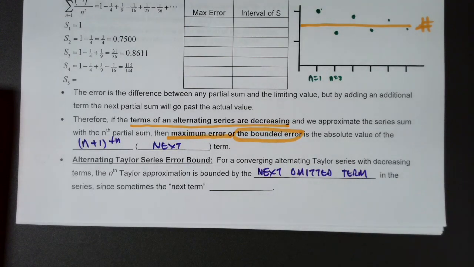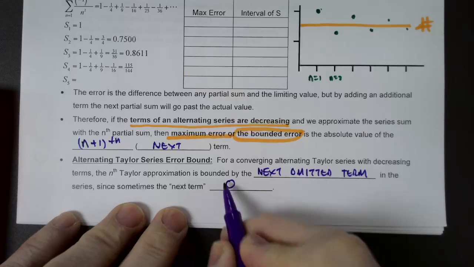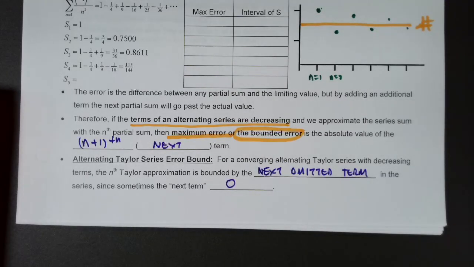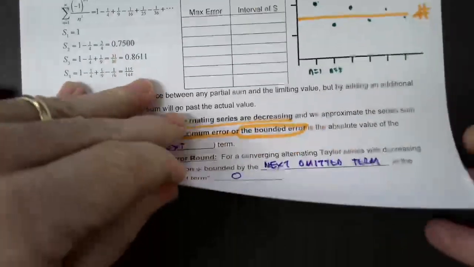We use the word next omitted because sometimes the next term might be 0. If the next term is 0, we're not going to say we have 0 error. We're going to have to go to the next non-0 term. Okay? So let's take a look at a quick little easy example.